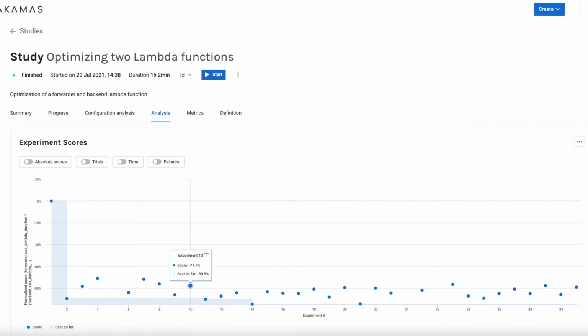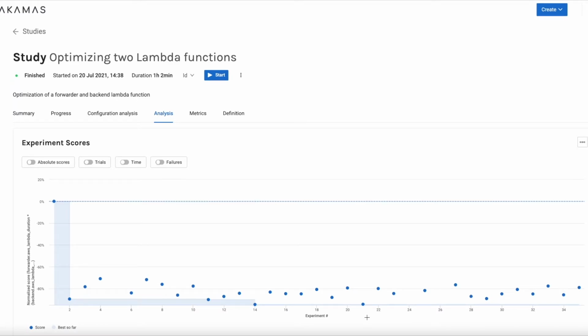In this chart, each dot corresponds to an experiment that is automatically executed for each configuration identified by Akamas AI as promising based on the results of the previous experiments. The first dot in the chart corresponds to the baseline configuration. At experiment number 14, after about 1 hour, Akamas automatically identified a much better configuration. Let's now compare this optimal configuration with respect to the baseline.